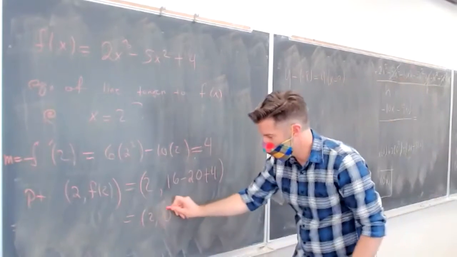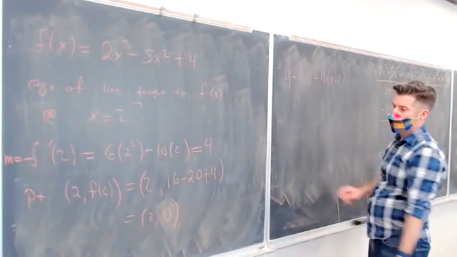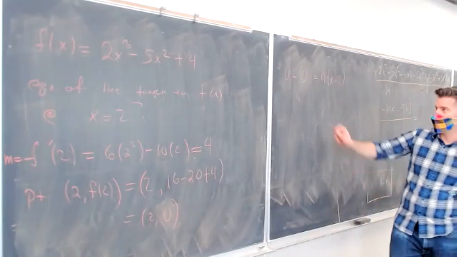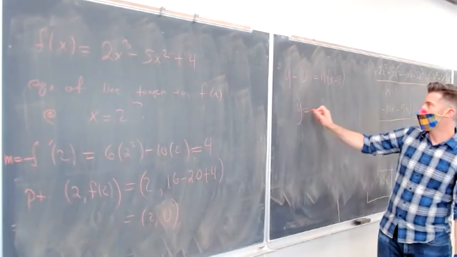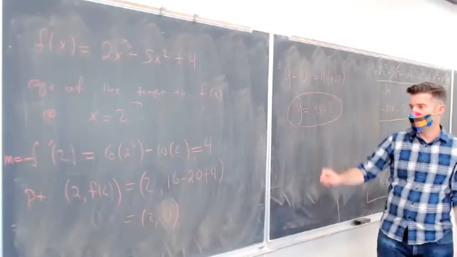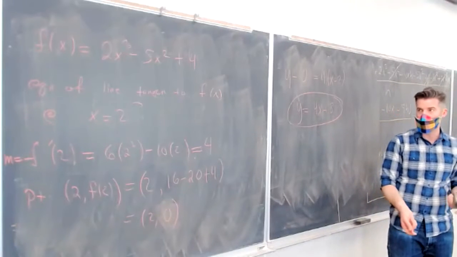Okay. So then it would be y minus 0 equal to 4 times x minus 2. And then we would just solve for y, and we get 4x. That would be the equation of the line tangent at the point 2 comma 0.